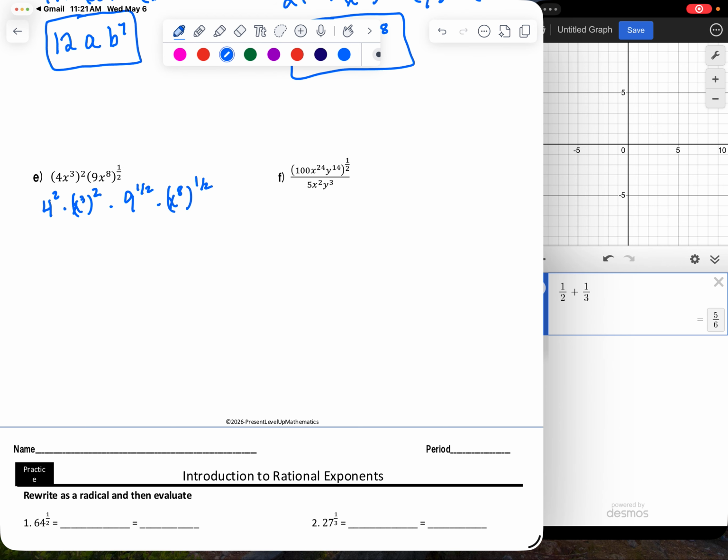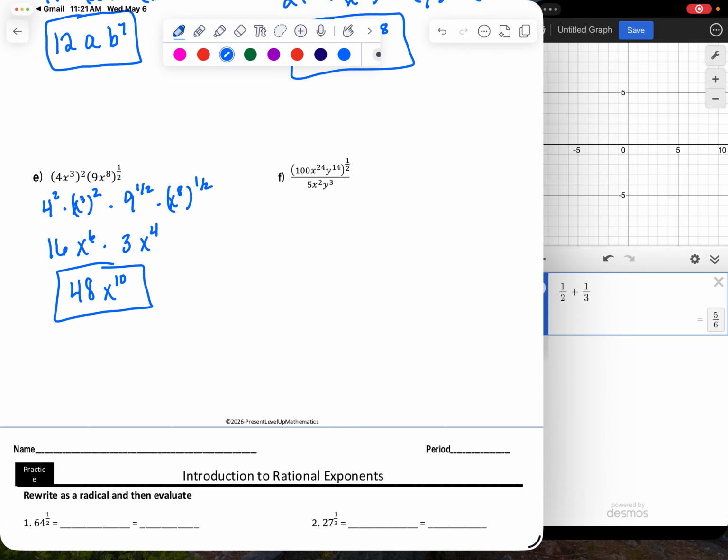4 squared is 4 times 4, or 16. X cubed to the 2 power would be x to the 6. Okay. Then we have 9 to the 1/2 power, which is the same thing as square root 9, which is 3. And x to the 8 raised to the 1/2 power is x to the 4. Now, after I simplify everything, then I multiply my coefficients. 16 times 3 is 48, and x to the 6th power times x to the 4th power is x to the 10 power. All right, now I'd like you to pause the video and try problem F on your own.